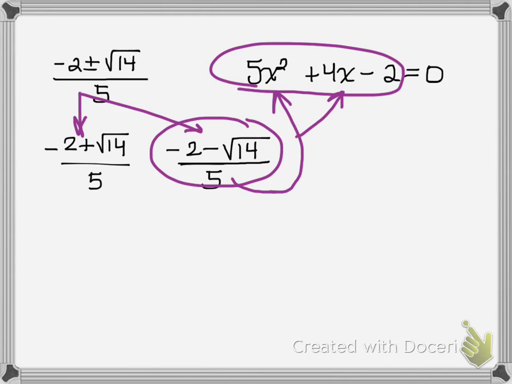So I could take this and say that this is approximately negative 1.148. But that's an approximation. It gives you an idea about what the value is, but the exact number that will work is negative 2 minus rad 14 over 5. And this negative 1.148 is just an approximation.